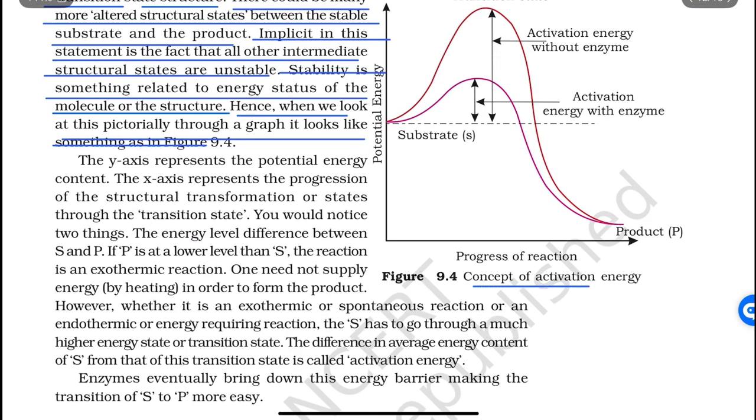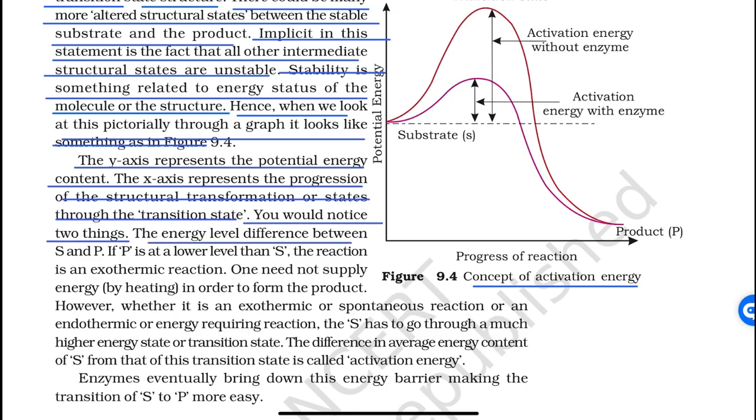Here it is the concept of activation energy. The y-axis represents the potential energy contained. The x-axis represents the progression of the structural transformation or states through the transition state. You will notice two things: the energy level difference between S and P. If P is at a lower level than S, the reaction is an exothermic reaction. One need not supply energy by heating in order to form the product.